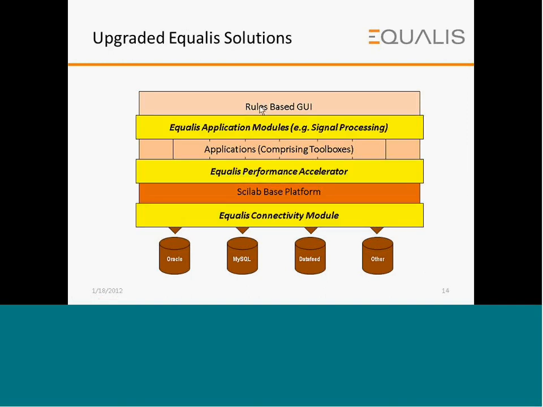Upgraded Equalis solutions. There are 3 upgraded Equalis solutions. They are Equalis connectivity module, Equalis performance accelerator, and application modules. Whereas connectivity module is an enhancement between database and Scilab-based platform. Performance accelerator is an enhancement between toolboxes, that is applications, and Scilab-based platform. Application modules is an enhancement between applications and GUI.